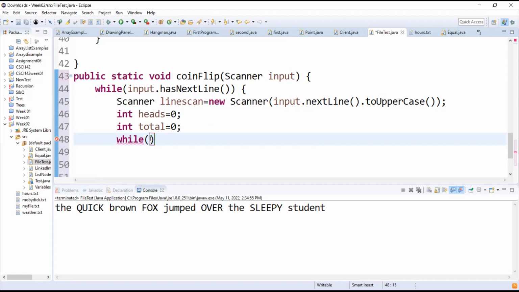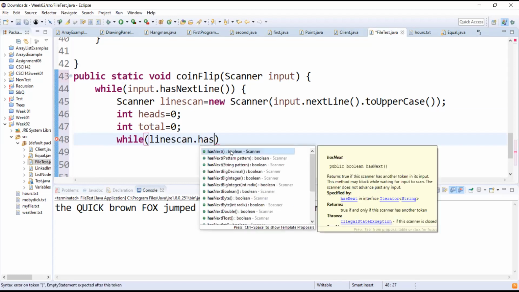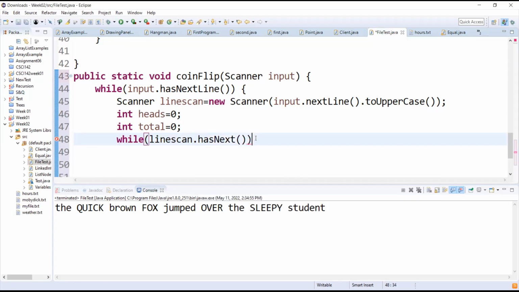While line scan dot has next. Line scan is the one holding your line. So while line scan has a word or a character to read, run this loop. As long as that line scan has next, it means total plus plus.